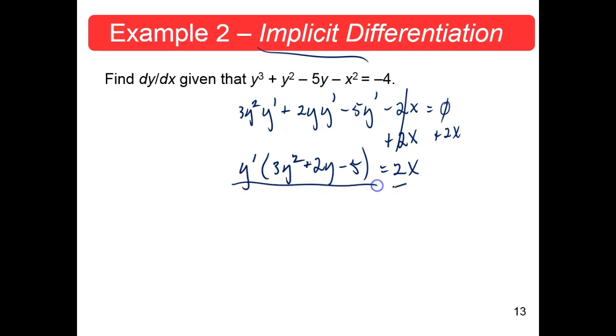Divide both sides by that parenthetical expression there. 3y squared plus 2y minus 5 divided by 3y squared plus 2y minus 5. And there's your y prime. dy/dx is equal to 2x over 3y squared plus 2y minus 5.